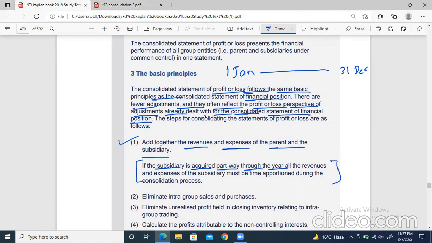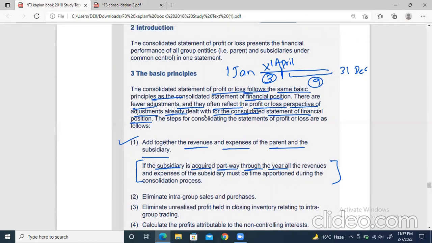Let's say the parent purchased the subsidiary somewhere over here at this point, and let's say at this point it was 1st April, right? So it's basically explaining that the subsidiary has been with us just for these 9 months, not for the first 3 months, so we will ignore these 3 months. What we do is, for every subsidiary line item, not the parent item, we do everything 9/12. The reason is, as I explained 2 minutes ago, that profit or loss is made just for the 12 months, not for the whole 10 years, let's say.